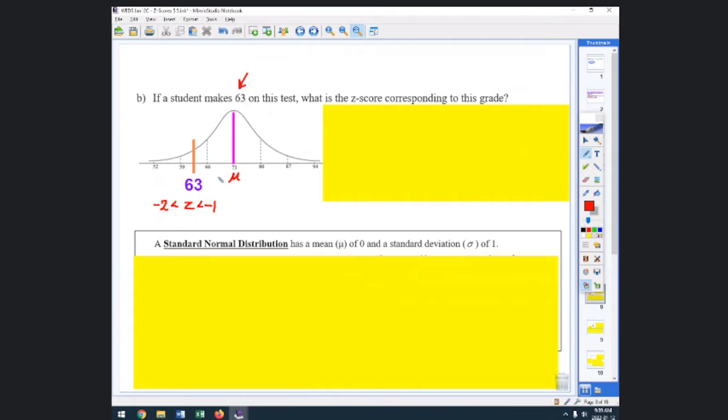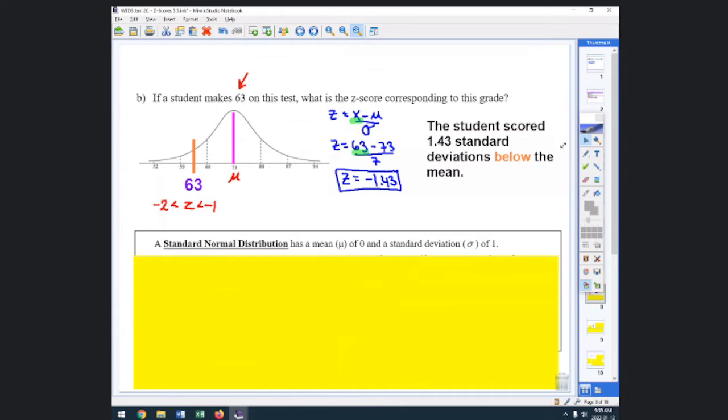Did this person score below the mean or above the mean? I think they scored below, didn't they? Yeah, because it's below the mean. This is above the mean. Okay, so if I fill in 63, that's my score of interest, minus the mean, divided by the standard deviation, I get -1.43. Is -1.43 between -2 and -1? It is, so I should be on the right track here.